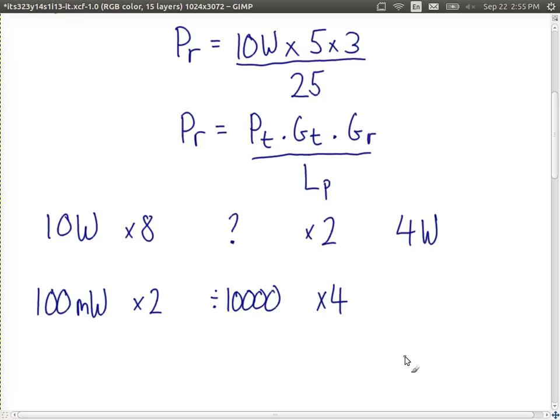0.08 milliwatts. 100 times 2 is 200 milliwatts. Divided by 10,000 is what? 200 divided by 10,000 is 0.02. Times 4 is 0.08. You can do the math better than me. I've done it before, though. It's 0.08 milliwatts.